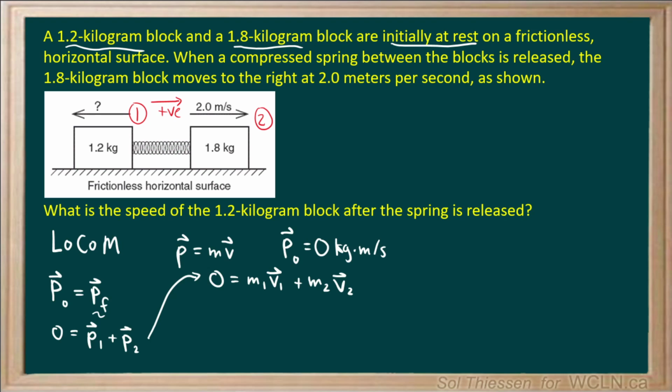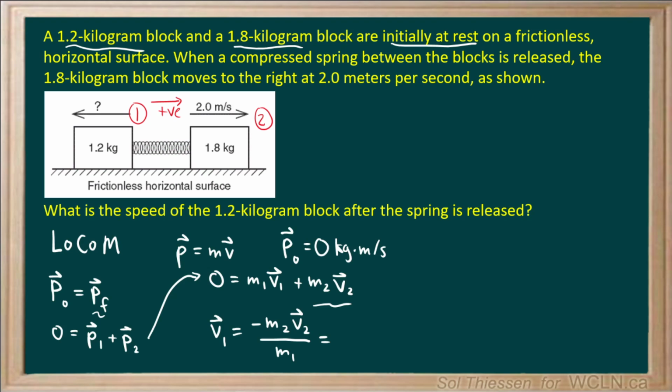Actually, before we plug in any values, how about we solve for the velocity of block 1, since that's what we're looking for in this problem. We'll subtract mass of block 2 times velocity of block 2 from both sides, and then divide both sides by mass 1 to leave us with velocity 1 equals negative mass 2 times velocity 2 divided by mass 1.